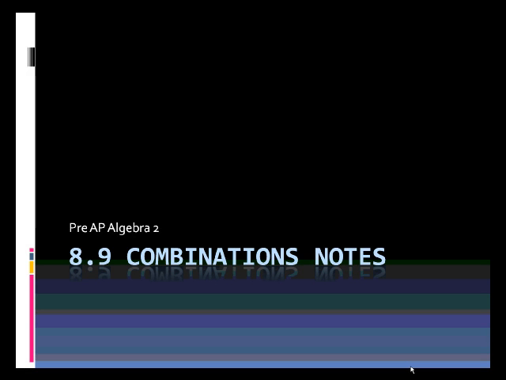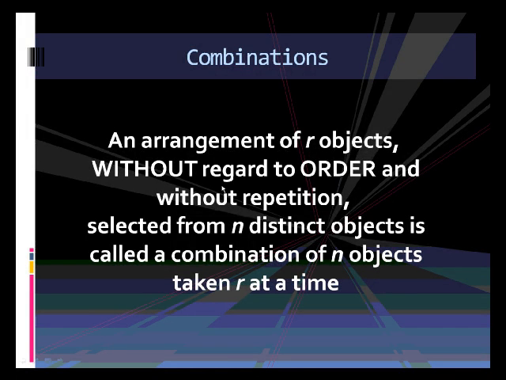A combination is the opposite. In a combination, order does not matter. So you've got this definition on your notes, okay? A combination is an arrangement of r objects without regard to order, and without repetition, selected from n distinct objects. This is called a combination of n objects taken r at a time.